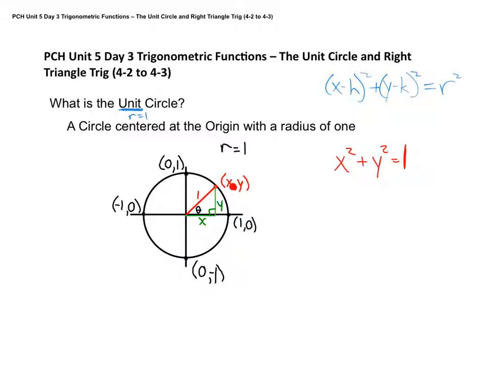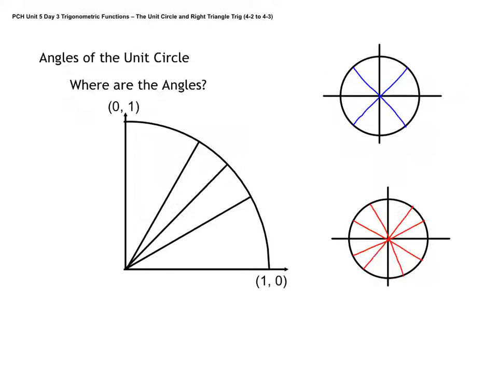Now, let me clean this up a little bit so we can see a little easier. So we have these random points, (x, y), that are on the circle, and you'll notice here that if I use the Pythagorean theorem, x squared plus y squared equals 1 squared, I get the equation for that circle, x squared plus y squared equals 1. Okay? That's what the unit circle is.